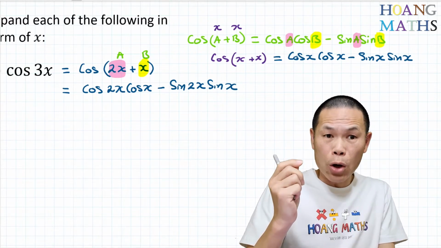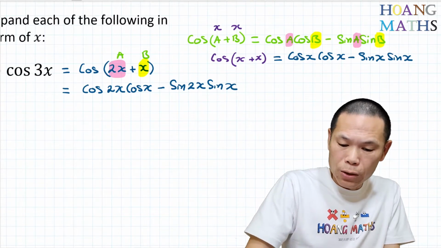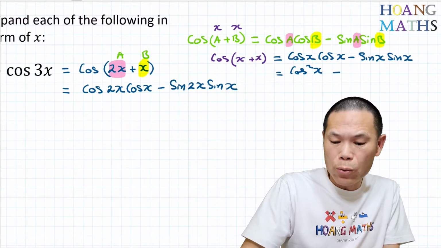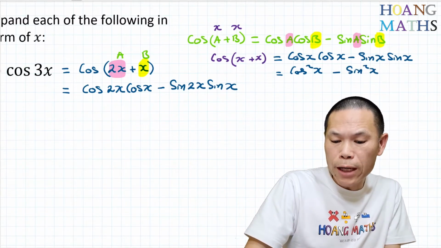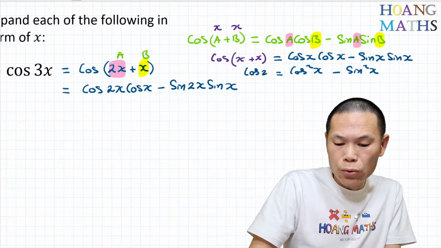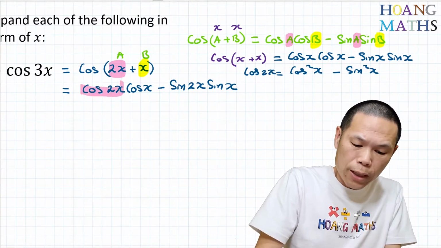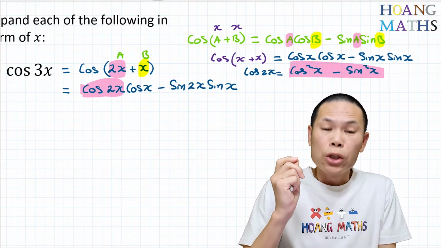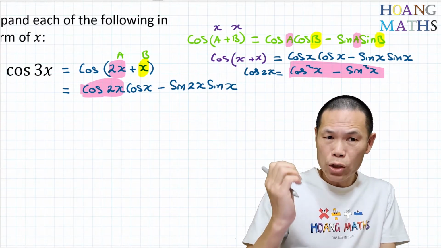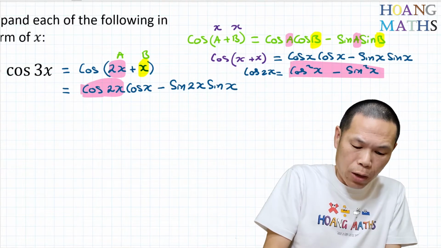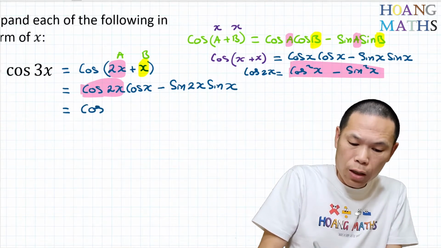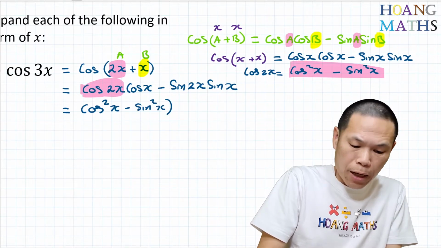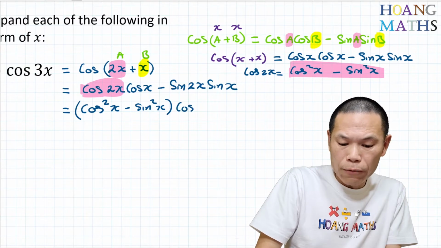So now cos x times cos x is cos square of x. And minus sine times sine is sine square, so we have sine square of x. So that is cos of 2x. So we know that cos of 2x is equal to this. What I need to do is just write it out. But because we times by cos x, so more than one term, we need to open and close the brackets. So that will give me cos square of x minus sine square of x, in brackets, with times cos of x.